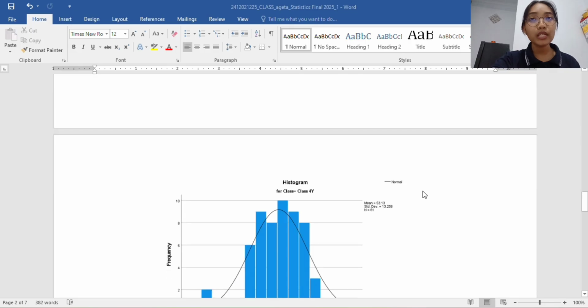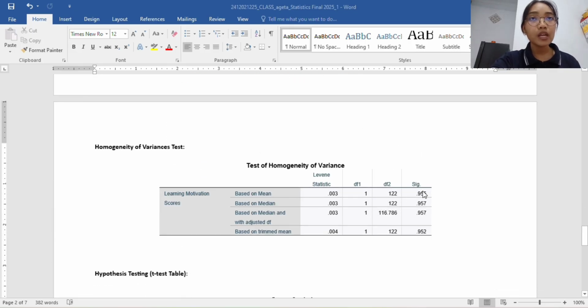Next is the homogeneity of variances test. In this table, we can see that the p-value based on the mean is 0.955, which means the p-value is above 0.05. This indicates that the variances of the two groups are equal. Therefore, in the t-test later, we will use the equal variances assumed table.